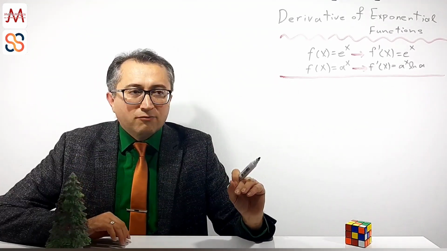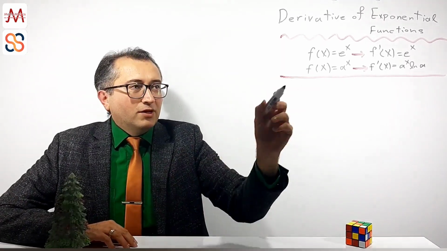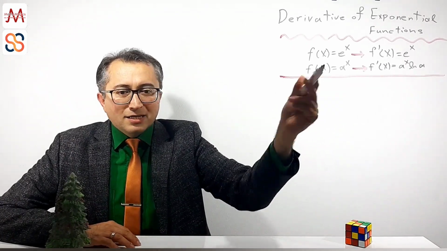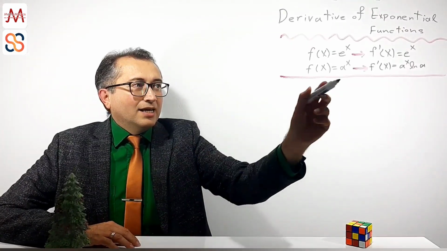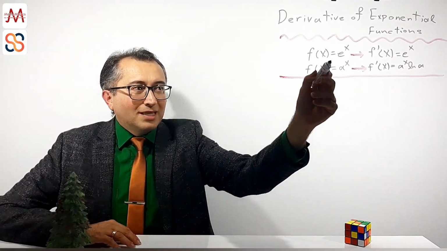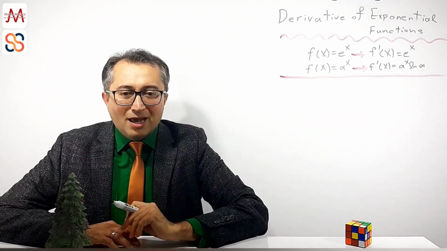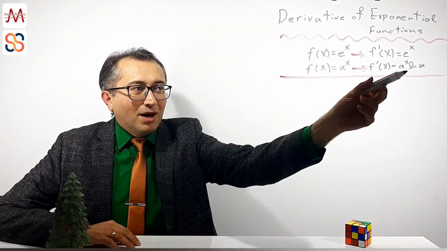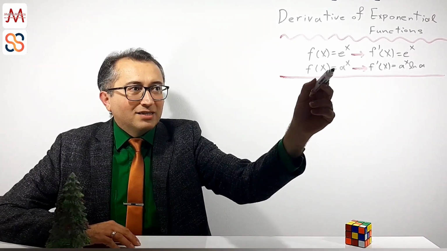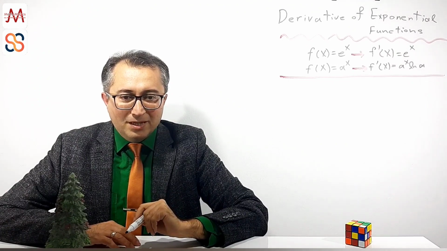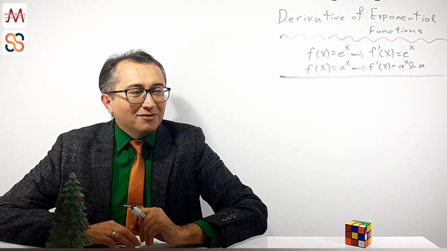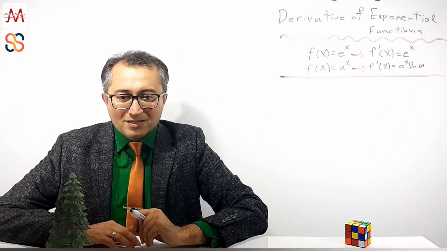But in general form, instead of e we can have a, any constant number. If a is raised to the power of x, its derivative f prime of x is going to be a to the x, multiplied by ln a. You know, ln is the natural log. So let's get familiar with these derivative formulas by solving some problems.